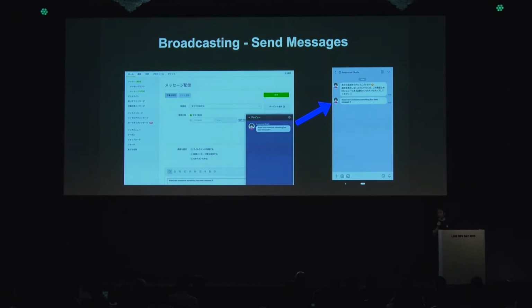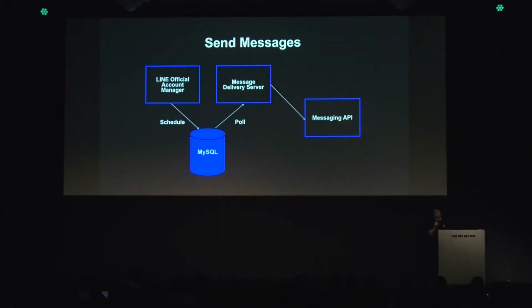So first, this is about sending messages, the broadcasting. From the management UI, you broadcast a message and it would reach the LINE app on the smartphones. And there are many components that it goes through. From the management UI, you press message broadcast, and then it is saved on MySQL, like a job queue. The message delivery server is one component, and this component would pull the messages on MySQL and obtain the messages that can be sent. Based on those obtained messages, it would send the request to the messaging API.